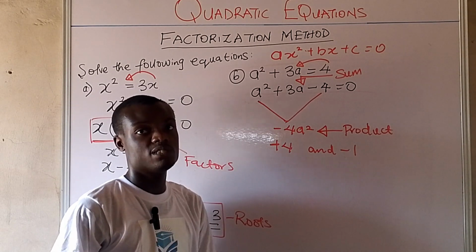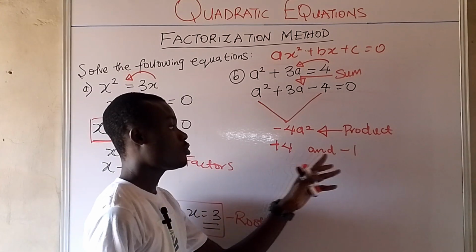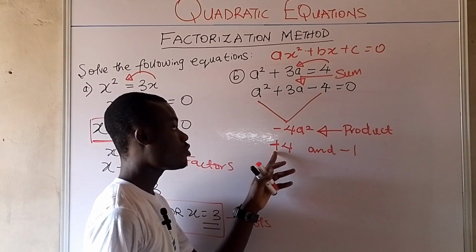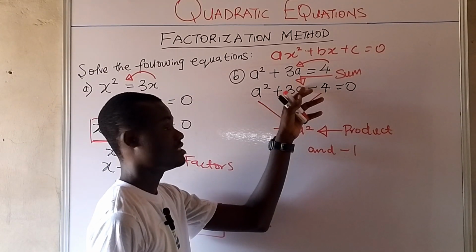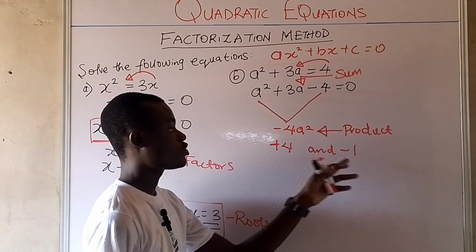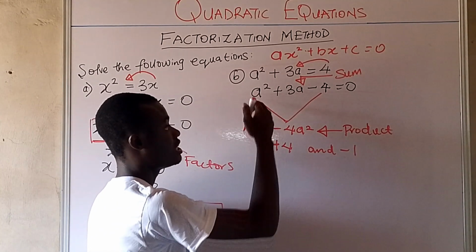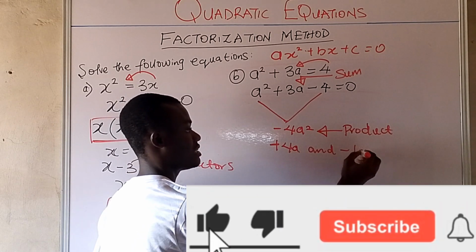The sign is very important. If I said plus 4 plus 1, that will be 5, and we are not going to get this number. When I say plus 4 minus 1, we are going to get 3. And also when I say plus 4 times minus 1, we are going to get minus 4. So then we are going to attach the unknown to them, which are a and a.